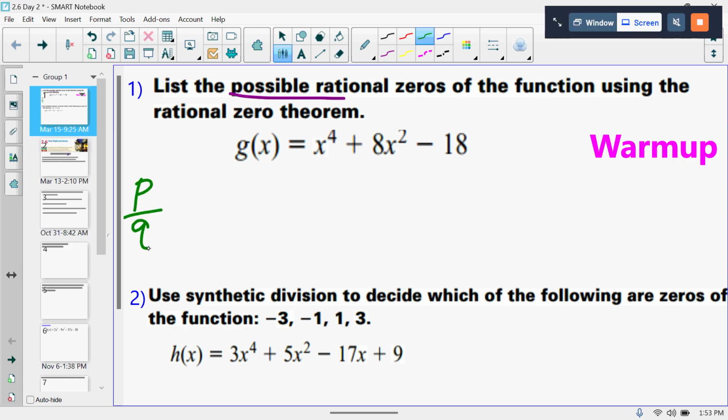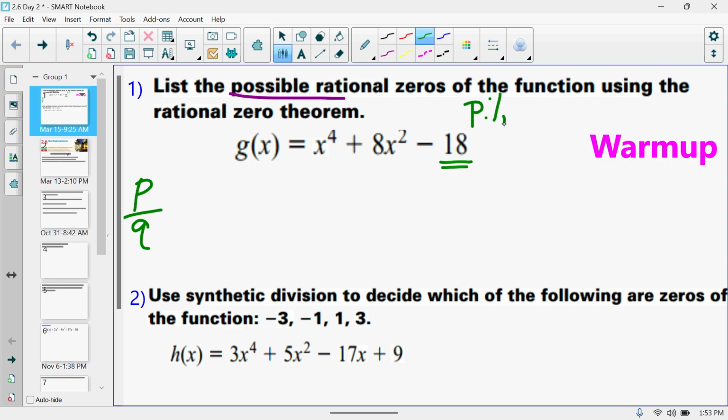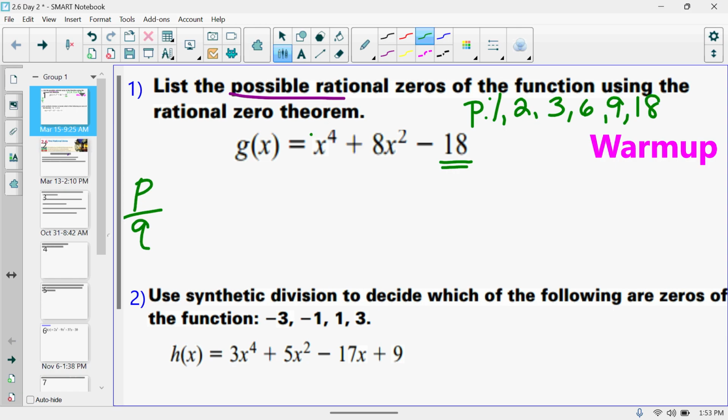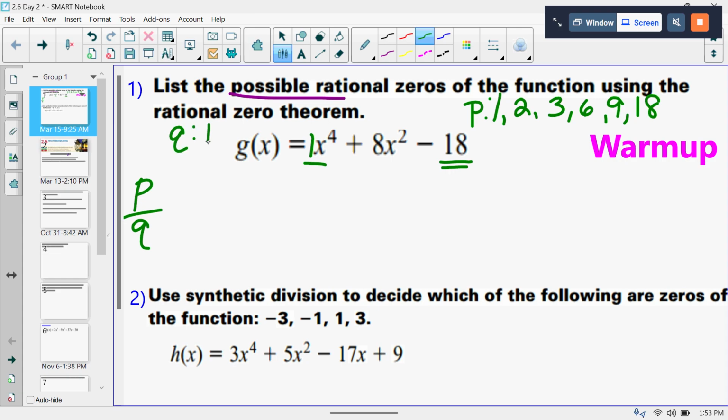So what do P and Q mean though? Again, it does tell you on your formula sheet, P is all the factors of the constant term. So you need to think about the factors of 18. So 1 times 18, I like to list them so that they'll be in order when I'm all done. 2 times 9 and 3 times 6. And then Q is the factors of the leading coefficient, which the only factor of 1 is 1.